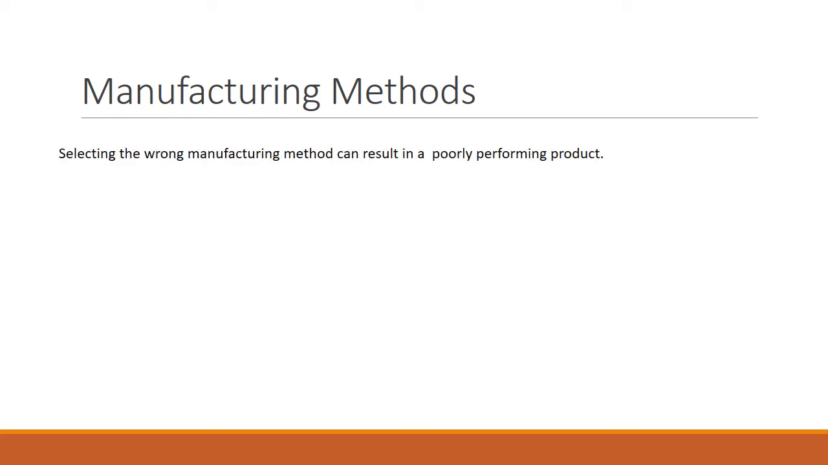Selecting the wrong manufacturing method can result in a poorly performing product. During your design course, you will have to learn a range of industrial manufacturing methods. As a designer, you will need to know how to select the best method for your product. When selecting manufacturing methods, you will need to consider the following.